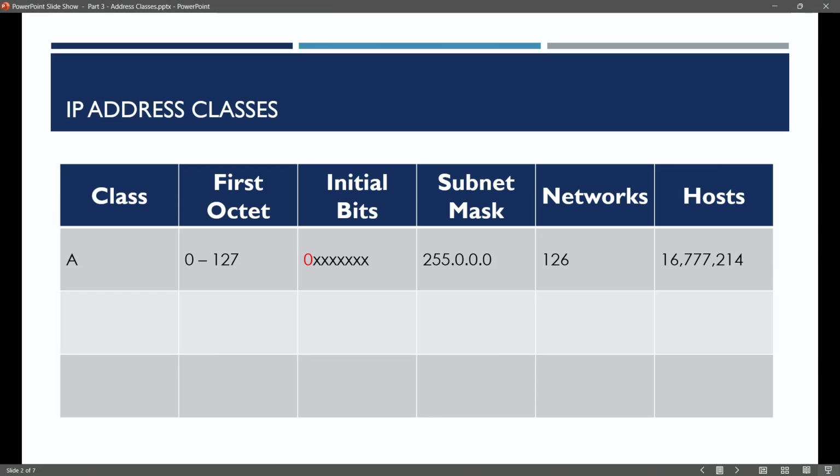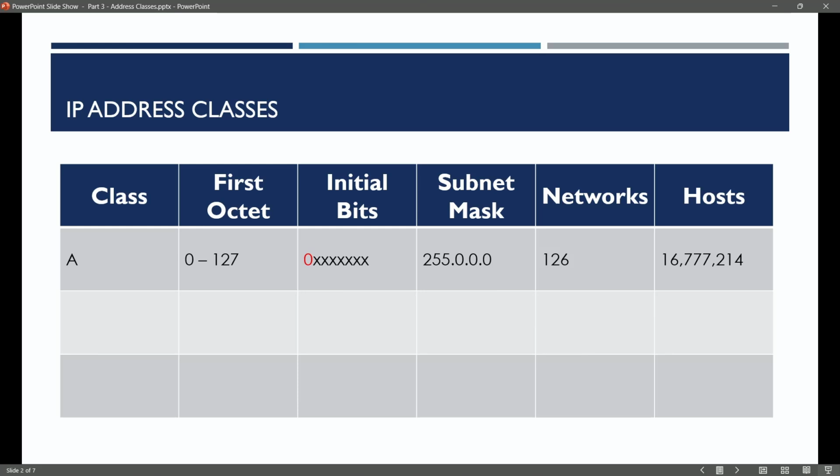It's 255.0.0.0. Now you remember from our look at the subnet mask in the last video, I'm sure you remember that this means the first octet identifies the network. And then we have 3 octets, a whole bunch of bits. That would be 3 times 8 is 24 bits that are available for host addressing.